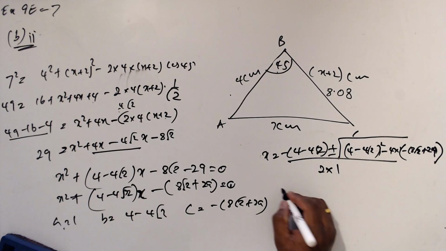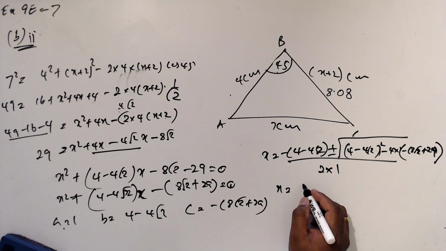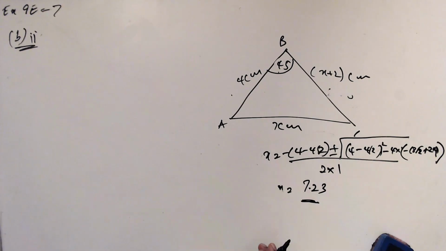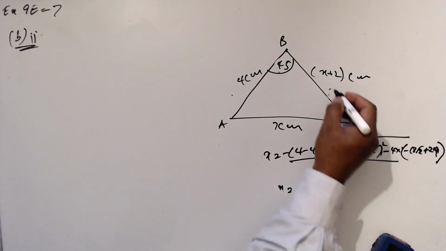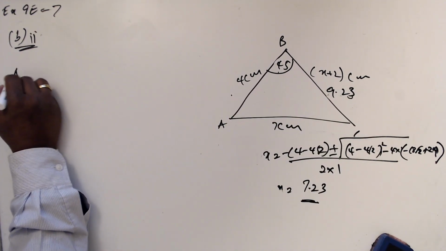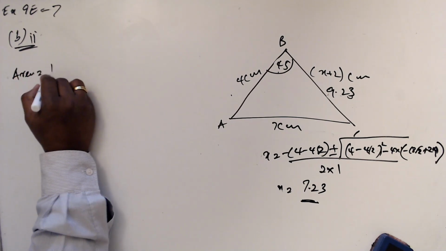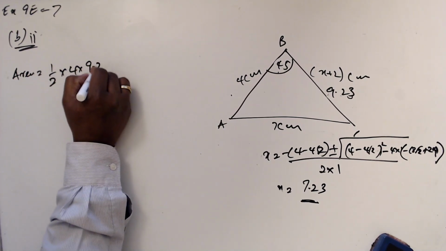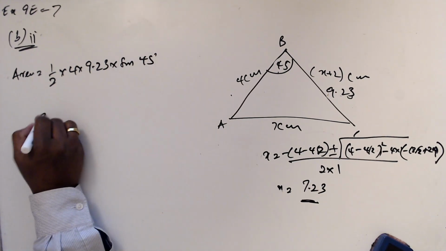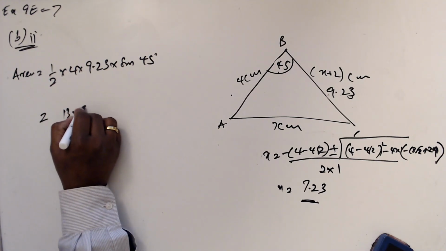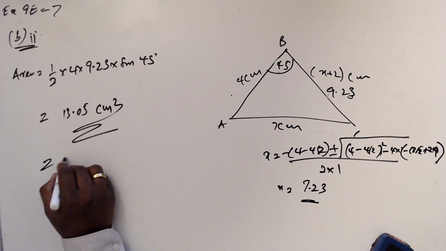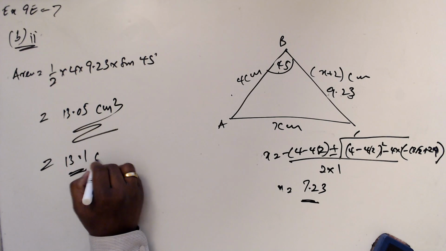So when you calculate this value, x equals, you will get 7.23. Then 7.23 plus 2, 9.23. Then area is half 4 times 9.23 times sine 45, which is 13.05 cm square. For 3 significant figures, 13.1 cm square.